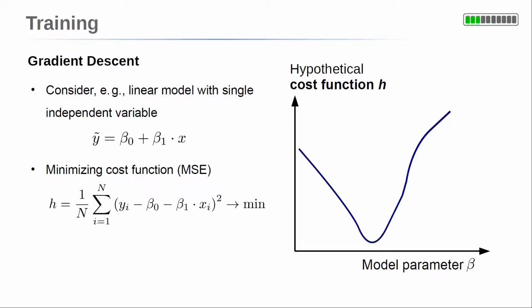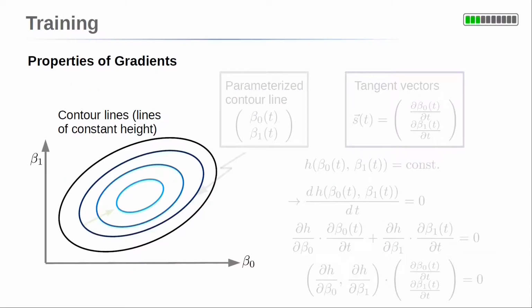The next step is to minimize the cost function iteratively. We start from arbitrary initial values for the parameters. Then the cost function can be minimized by a gradient based minimization. Let's take quickly a look at the properties of gradients.